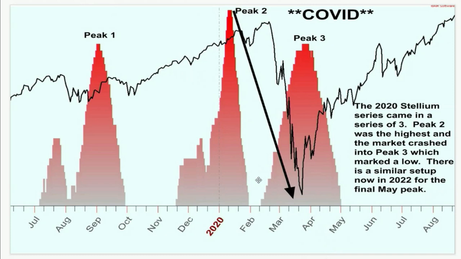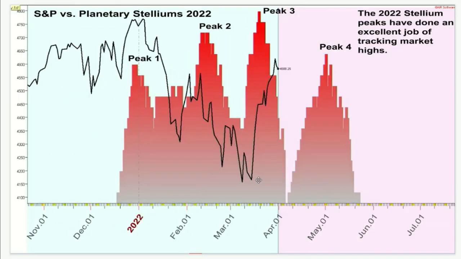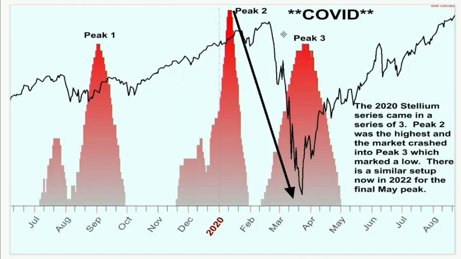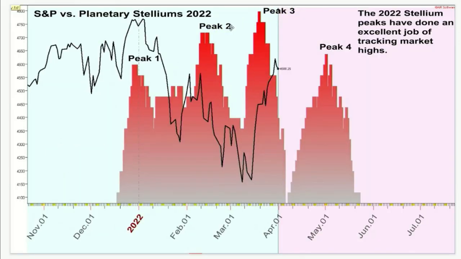So let me talk to you about where we are now on the market. There's a similar situation here. So again, this is the COVID chart here. This is the chart that we have now. We have the four peaks. We have peak one, peak two, peak three. And then here's your fourth stellium peak here. It looks very similar to what we saw during COVID. So if that plays out again, as it did in 2009, as it did in 1987, there is a chance. I'm not going to say it's going to happen for sure, but there is a good chance, based upon the previous behavior, that this could mark some type of an interim low in the first week of May, and we could have a scenario like that playing out.